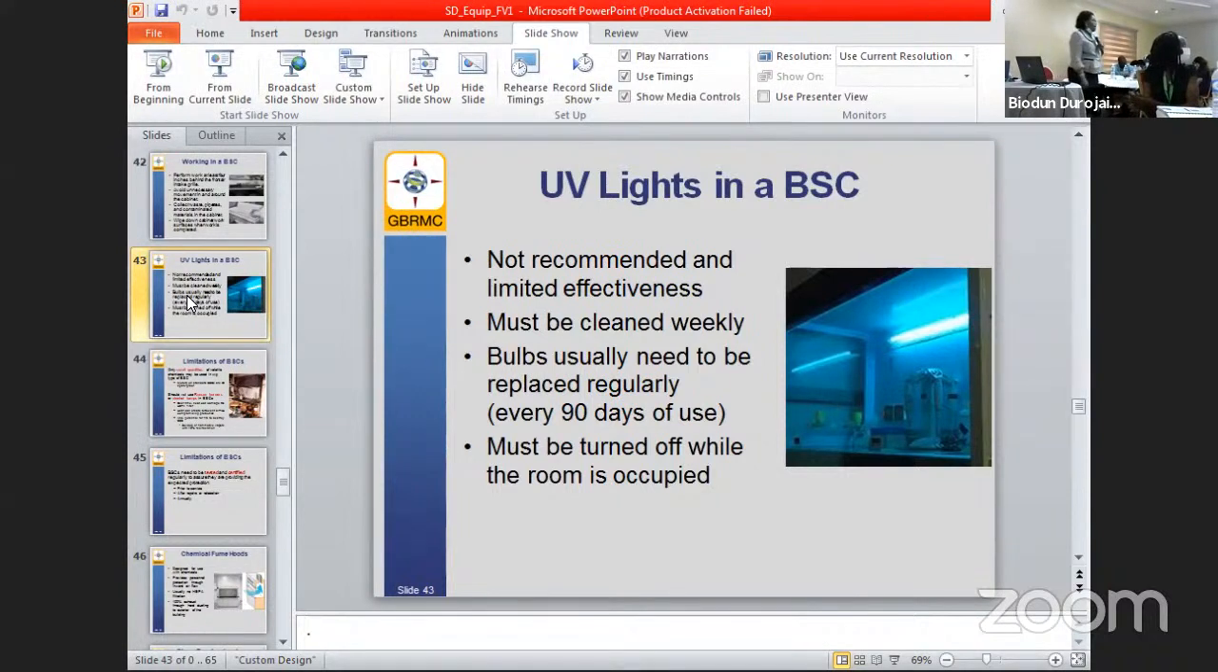Yes, please. From the risk assessment, we suggested that the switch of the UV light be placed outside the room. Beautiful. And extension cords, and then you switch it. No, that was room UV light. She said from risk assessment.